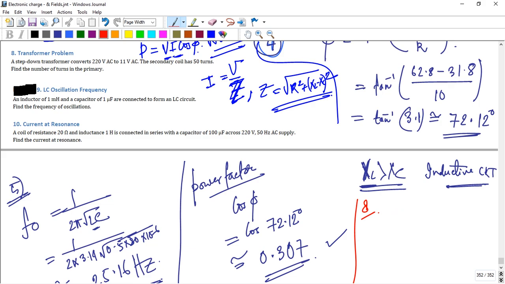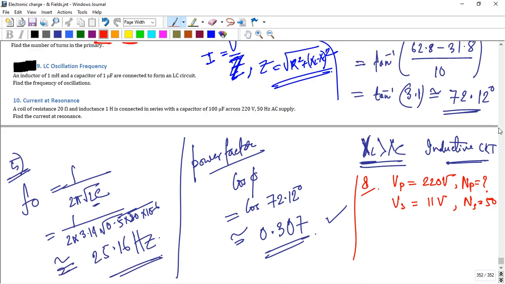So here, 220 volt AC to 11 volt AC. So voltage in primary, that is 220 volt AC, and voltage in secondary, that is 11 volt AC. So number of turns in primary, that is unknown, and the secondary is given, N is 50 turns.